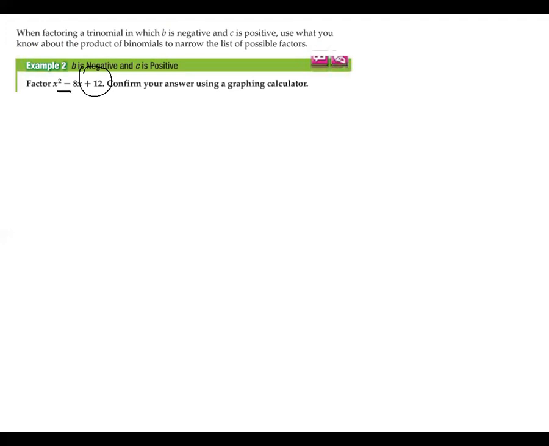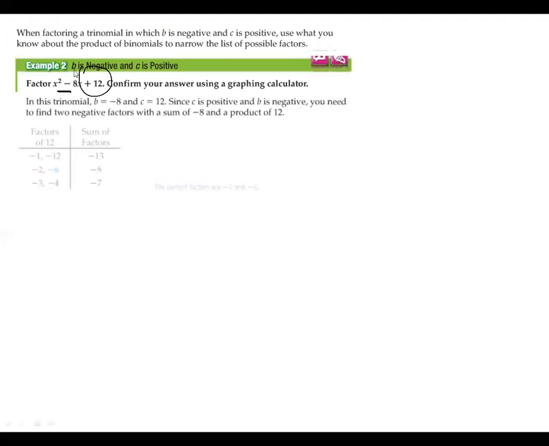The only way that happens is if both the numbers are negative. So I'm going to list the factors of 12, but list them as negative factors, like -1 and -12, but those add to -13. -2 and -6, those do add to -8. The other factors could have been -3 and -4, but those add to -7. So you could have stopped right here. We just listed them all out to show you.